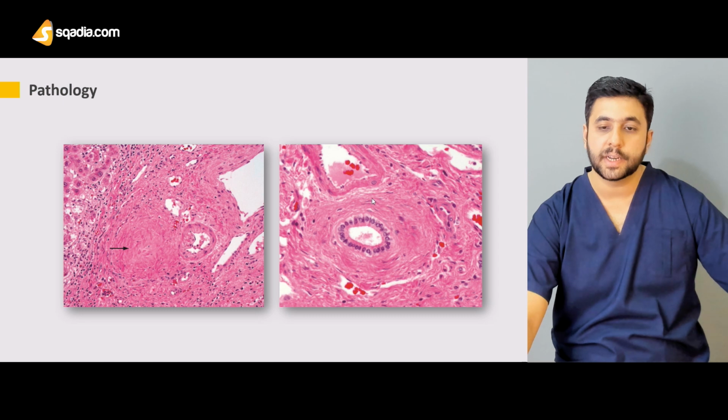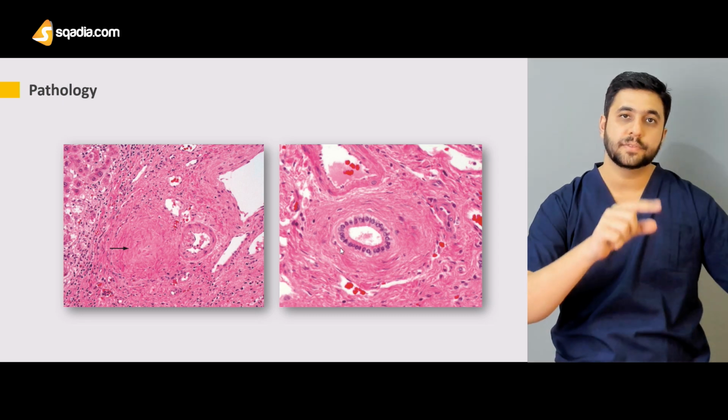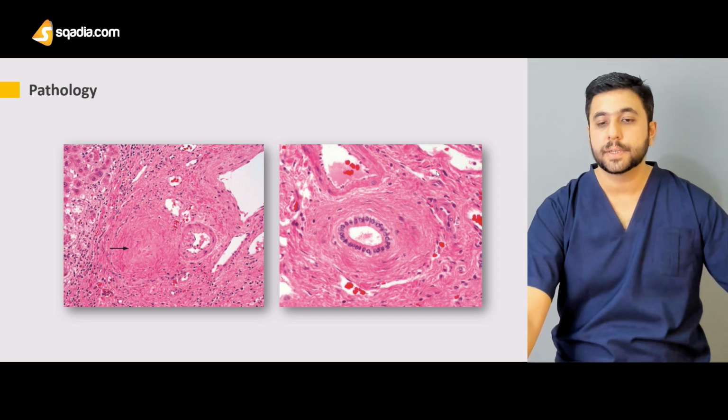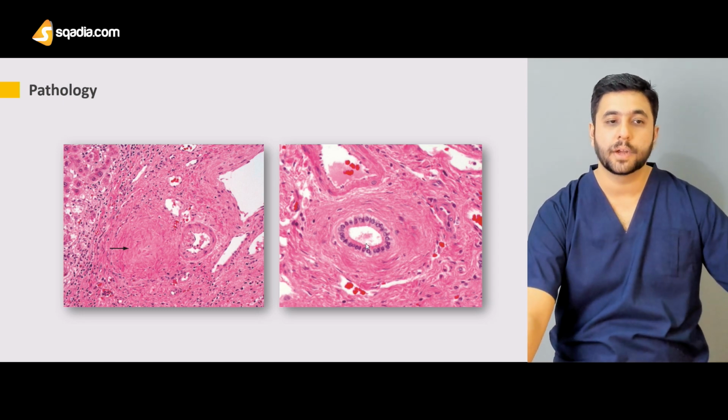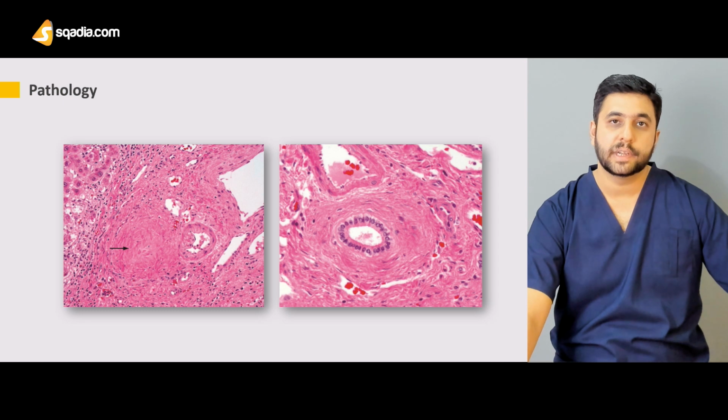Just like an onion has various peels, on the histological specimen you are going to see this onion skin pattern in the histopathology. So this is the hallmark of primary sclerosing cholangitis.